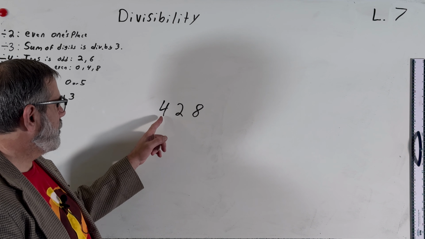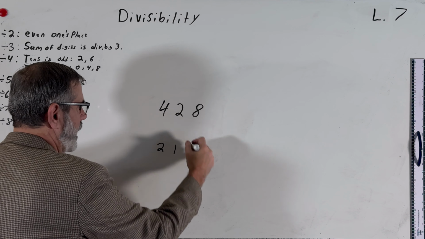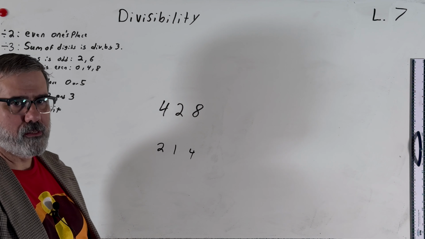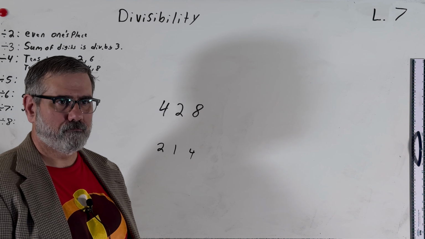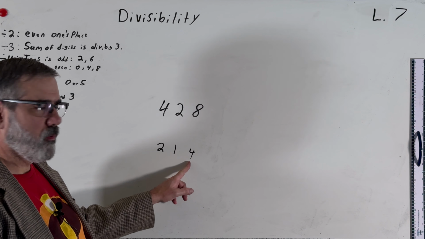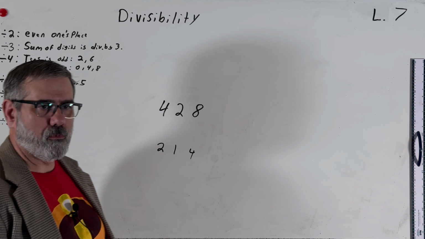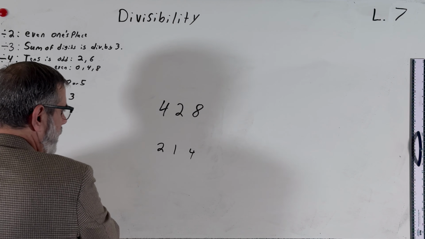Well, let's half it. Half of 4 is 2, so that's 2. Half of 2 is 1. Half of 8 is 4. Is that number divisible by 4? Well, it's got an odd number in the tens place, which means that in order for this to be divisible by 4, this must be a 2 or a 6. It's not. So this is not divisible by 8, even though I put that 8 there to trick you.